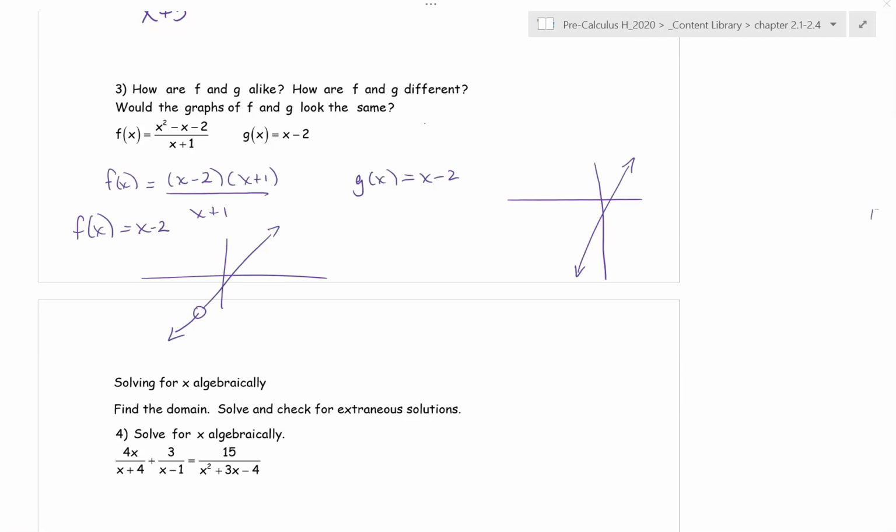So if you go ahead and cancel x plus 1, the quantity x plus 1, from the numerator and the denominator in f of x, you would think, oh, the graphs look the same. However, f of x will have a removable discontinuity. There will be a removable discontinuity at negative 1, comma, negative 3. And notice that g of x does not have a removable discontinuity. So their domains are different. Again, the domain is all real numbers for g of x, and x cannot be equal to negative 1 for f of x. So they have some similarities and some differences.